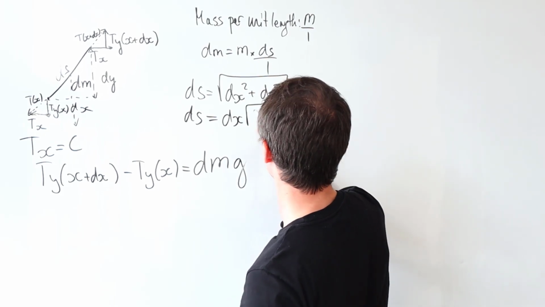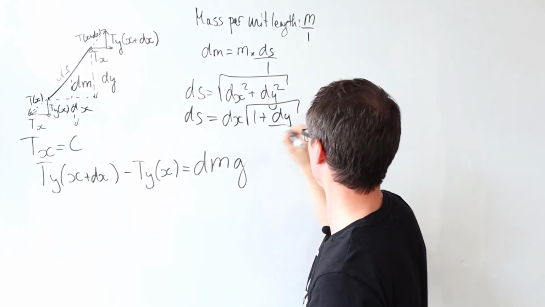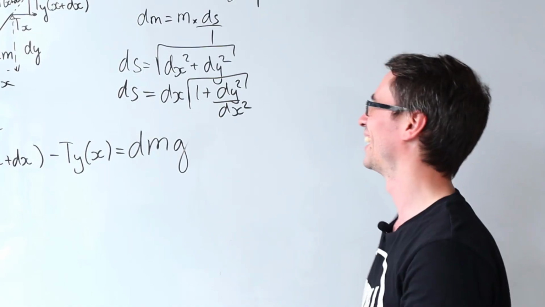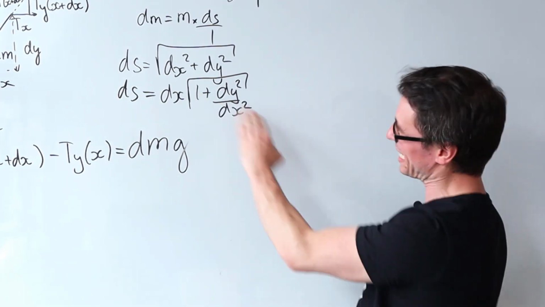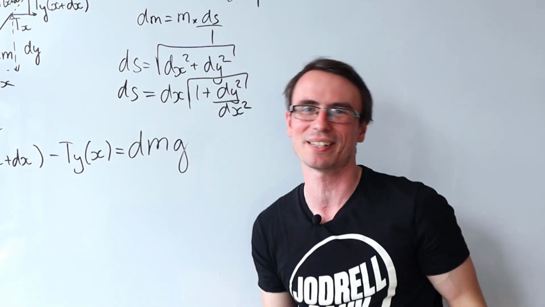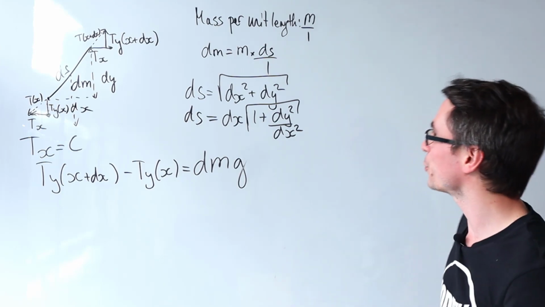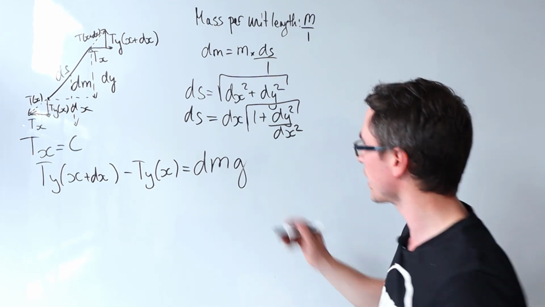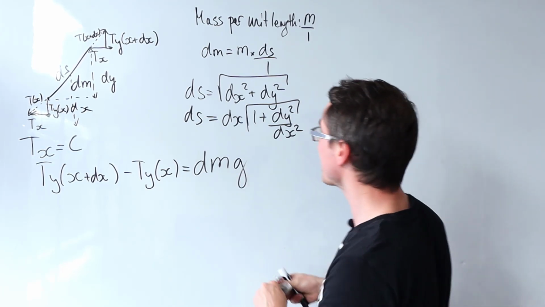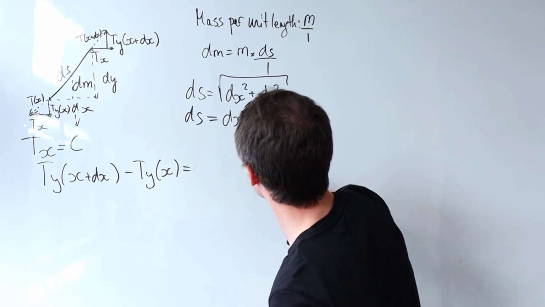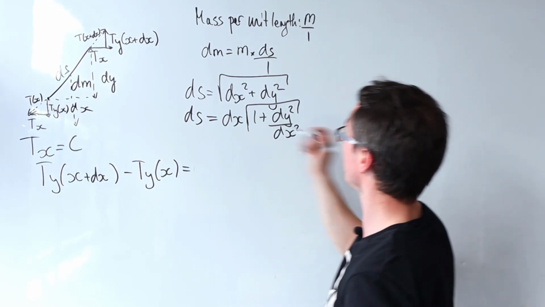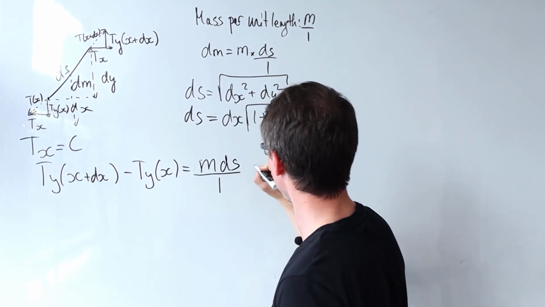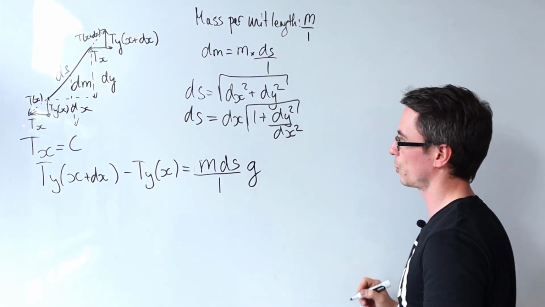dx, the square root of 1 plus dy squared over dx squared. I can already sense that this thing will end up leading to an interesting differential equation. And now what I'm going to do is bring those two definitions into the equation that I have here. So rather than dm, I am just going to write m times ds, divide that by L, and we had a factor of g, which we shouldn't forget.